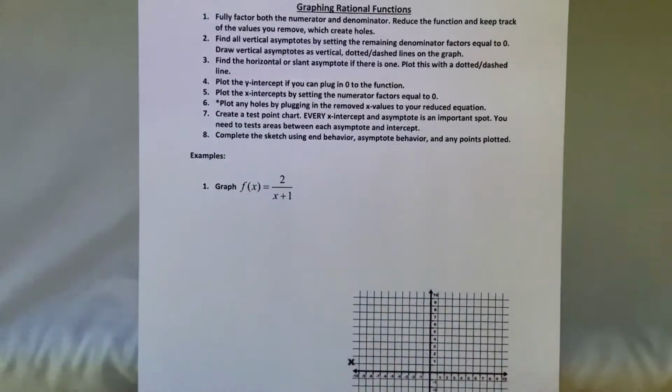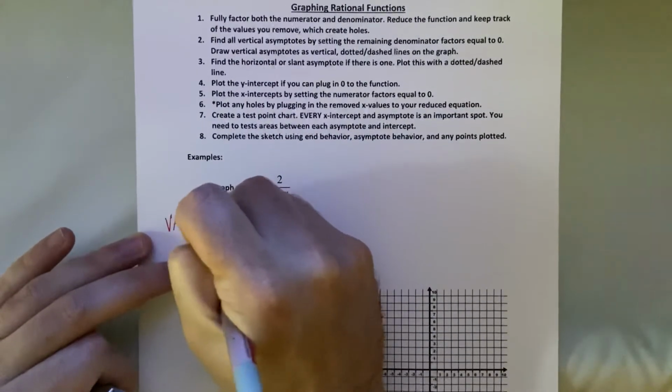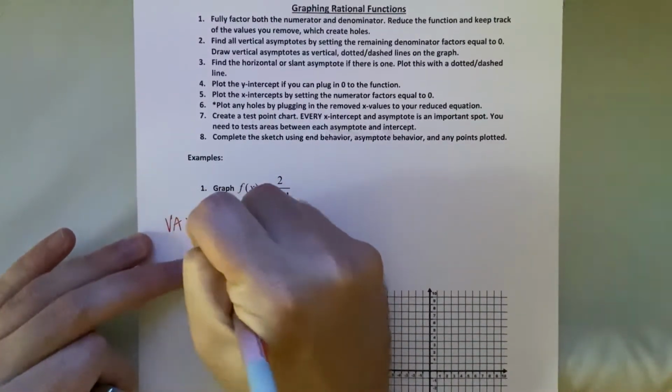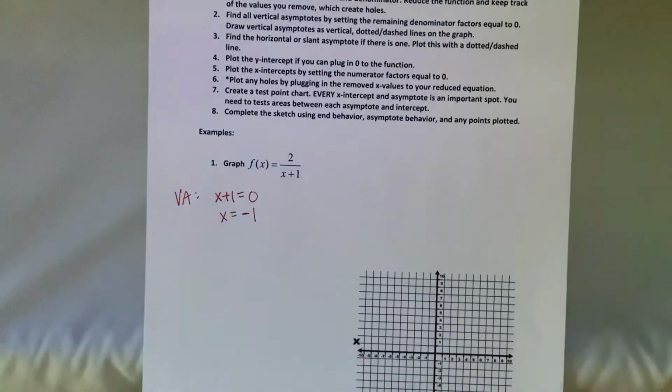And number one, they're already factored. Find the vertical asymptotes by setting the denominator equal to 0. x plus 1 equals 0, which means x equals -1. This is represented by a dotted line.